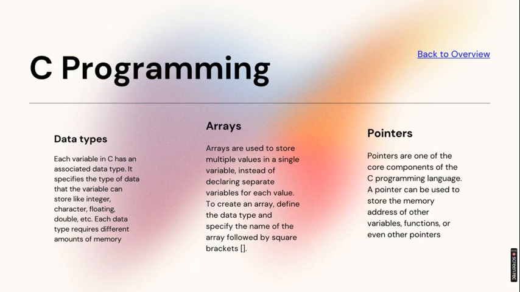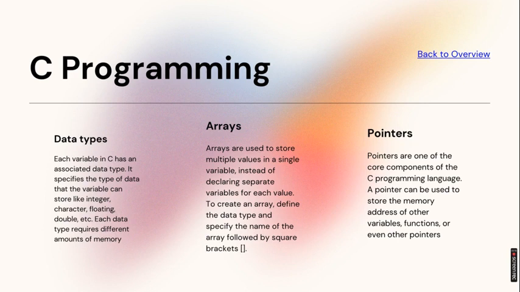And we have learned about C programming in this internship. First, we learned about data types. A data type is a specific type of data a variable can store, like integer, character, float, double, etc. Each data type requires a specific amount of memory.